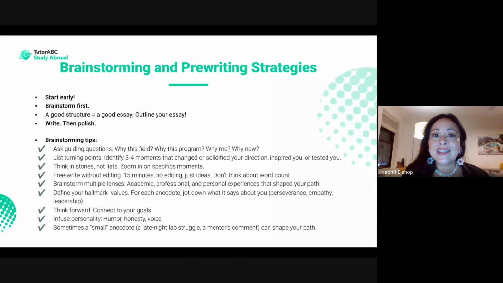Think forward, connect to your goals at each part of the essay. And I'll explain how to do that within the essay itself when we go over the essay later. Really important part is also infusing personality.